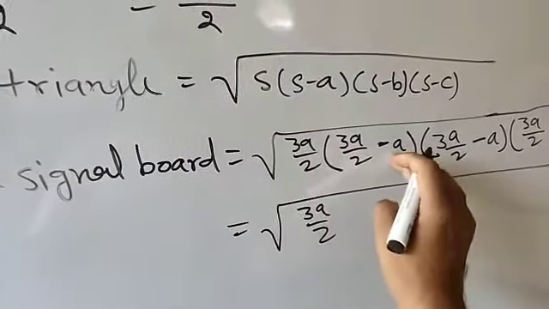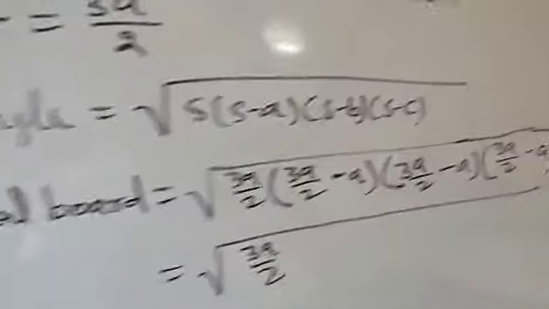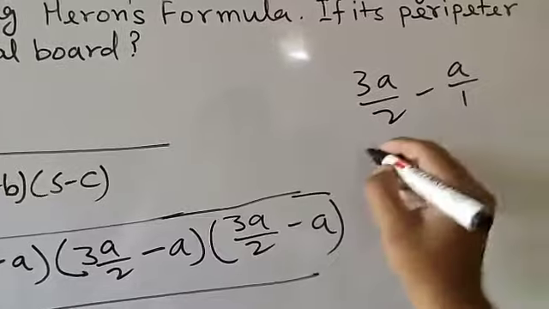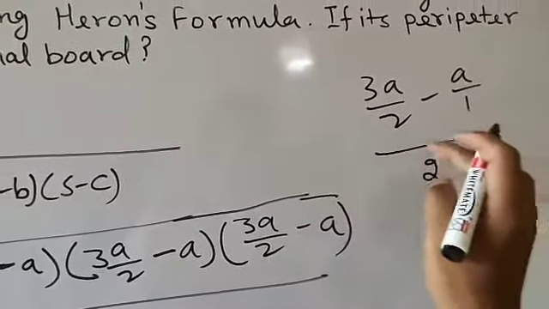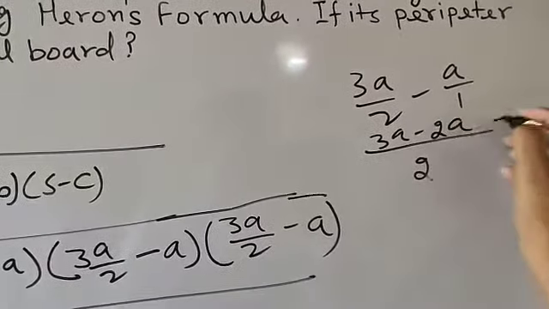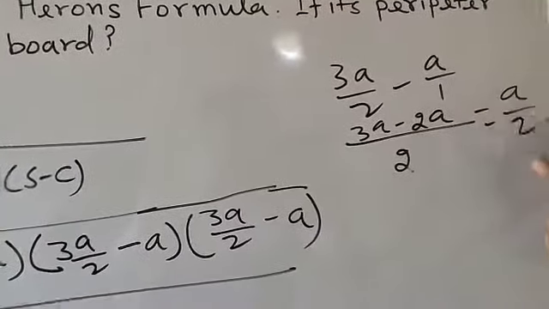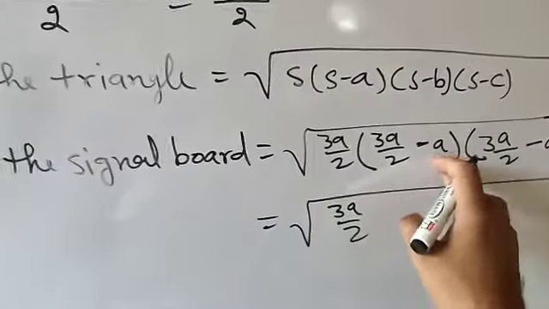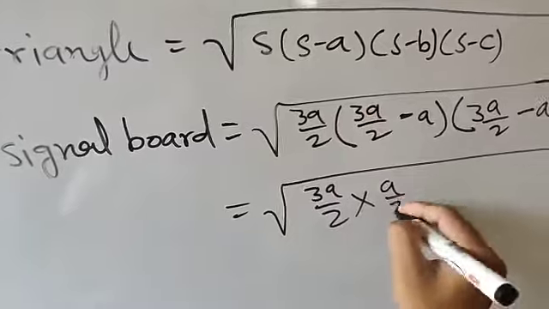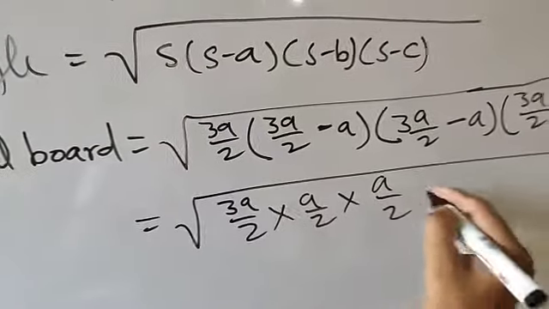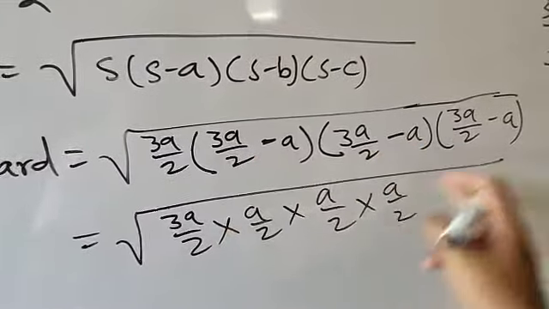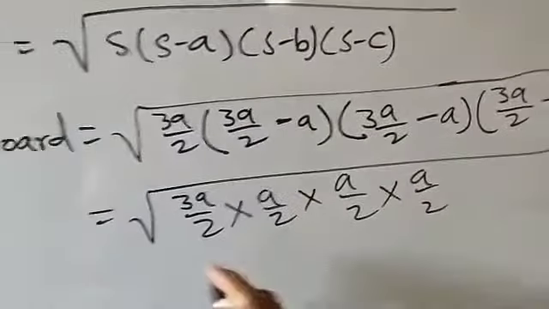Now student, 3A by 2 minus A, if you are going to find it, A can be written as A upon 1. So the LCM will be 2. So it will be 3A minus 2A, A upon 2. It means 3A by 2 minus A equals A by 2. So here it is into A by 2 into A by 2 into A by 2. Here it is 3A by 2 minus A by 2 each time.